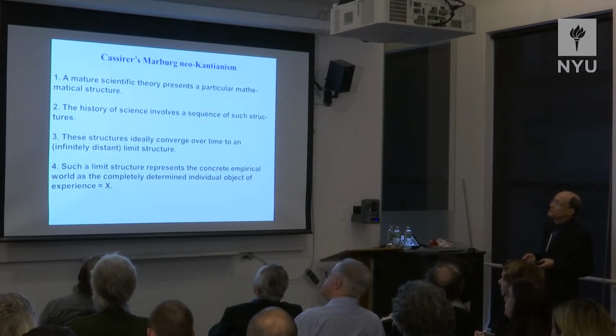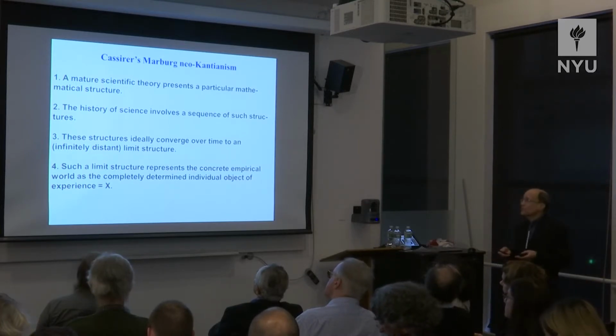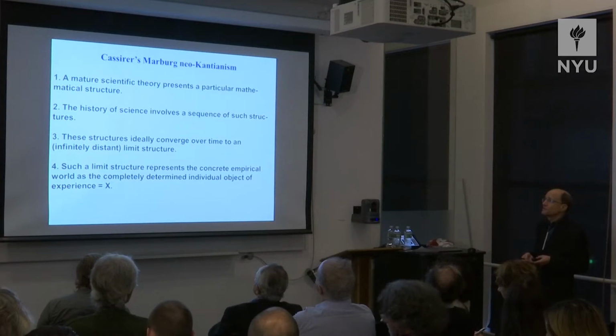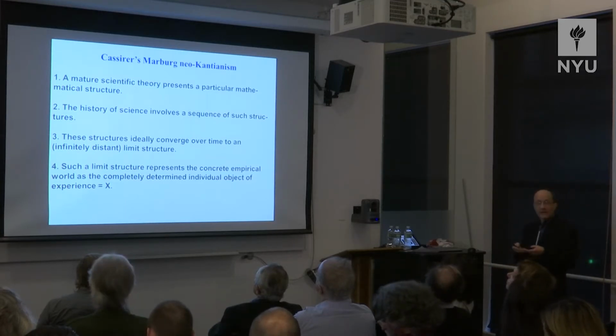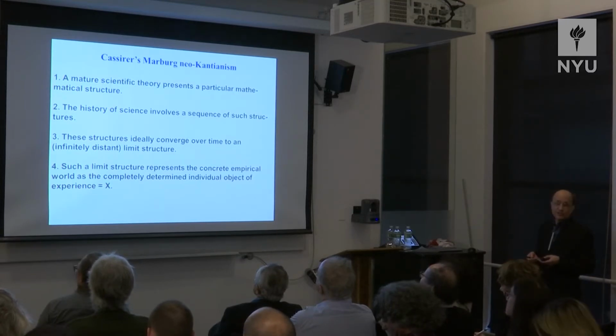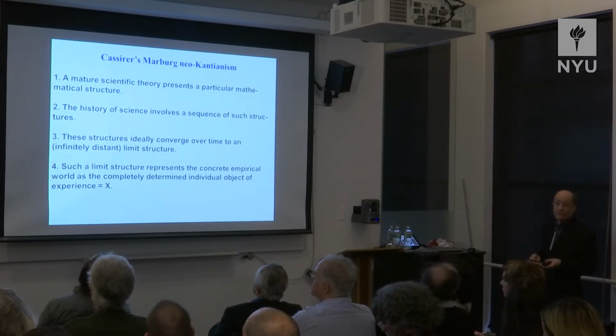So let's just sketch the view as follows: when we're talking about scientific theories, we're basically talking about mathematical structures that are described by sophisticated mathematical theories. It might be a spatial structure, it might be a space-time structure, it might be some other structure. Cassirer calls these things not structures, but systems of order. It's the same thing. So that's crucial, but you find those in mathematics too.